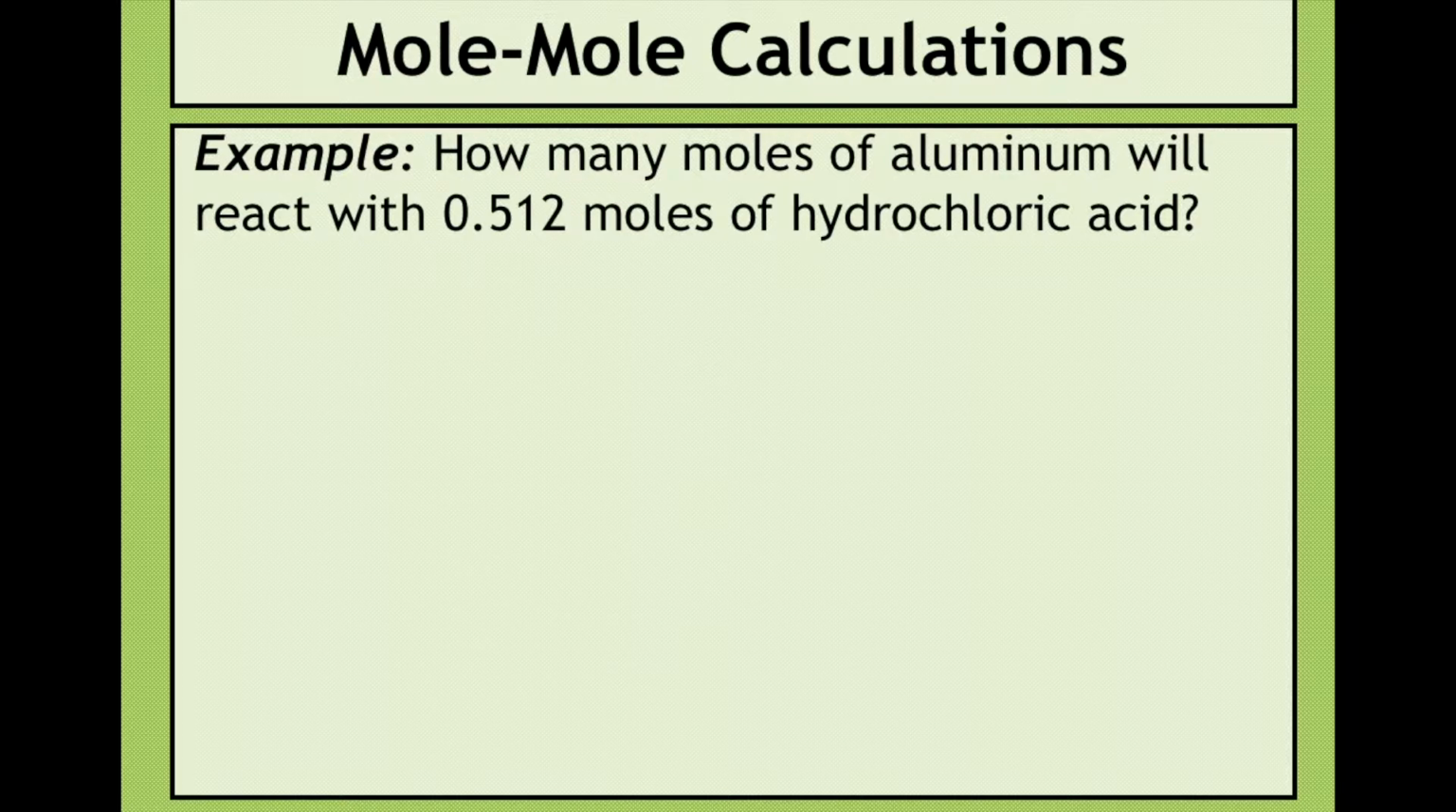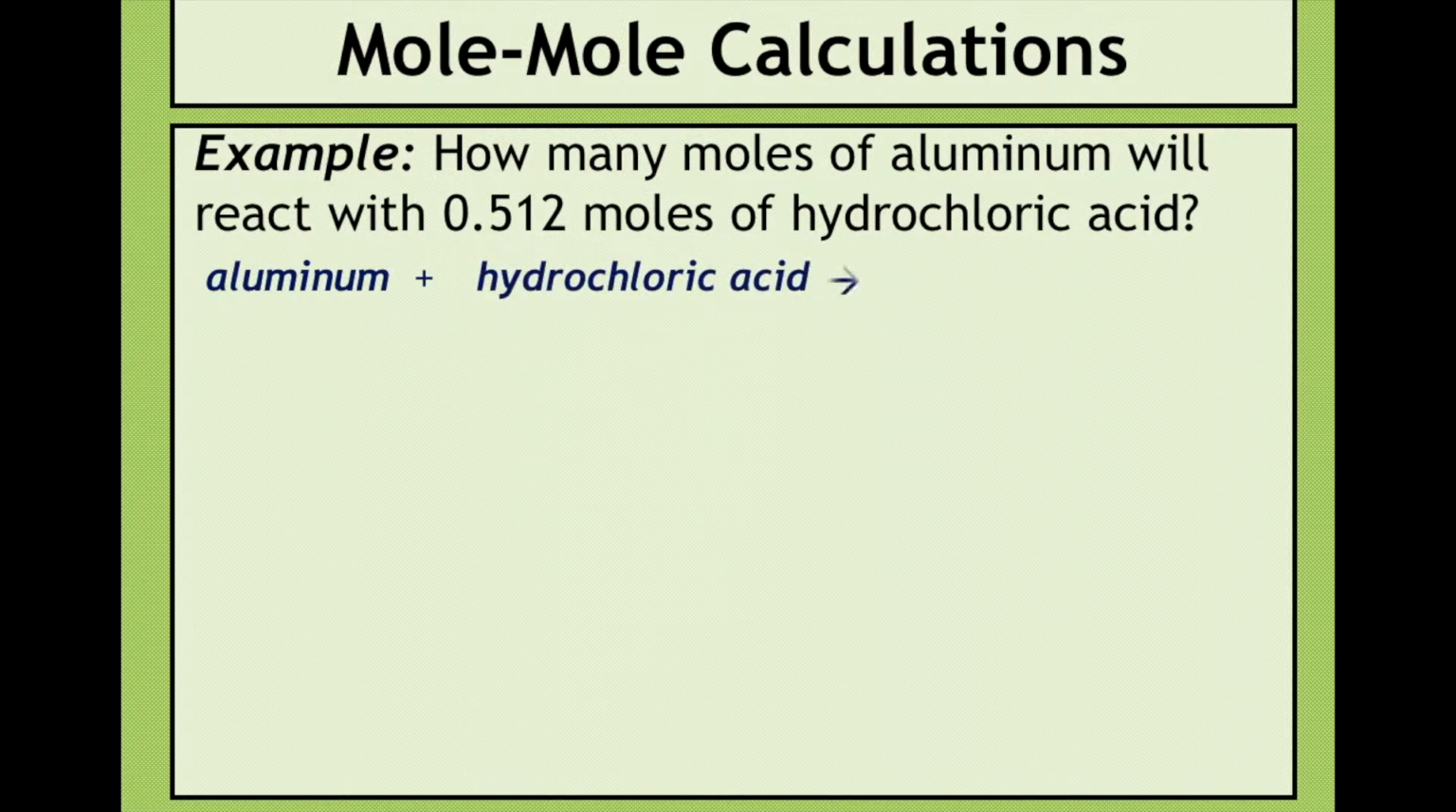All right, moving on. We're going to do another mole to mole calculation. So how many moles of aluminum will react with 0.512 moles of hydrochloric acid? So aluminum is, since it's reacting with something, going to be one of our reactants, obviously. They don't give us any products. They just say aluminum is going to react with hydrochloric acid. So we're going to write our chemical equation. It says aluminum in the problem is reacting with hydrochloric acid, okay?